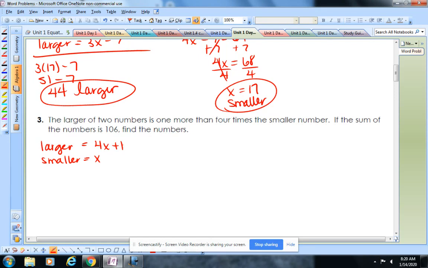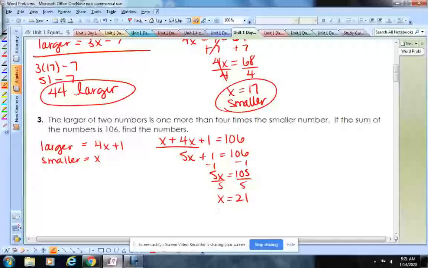And it says the sum of them equals 106. So how do I set up my equation? Yeah, smaller plus larger equals 106. Did everybody set it up like that? Then what do we do? Combine like terms, which is, sorry, I don't know why I said that. 5x plus 1 equals 106. 5x equals 105. Divide by 5. X equals 21.